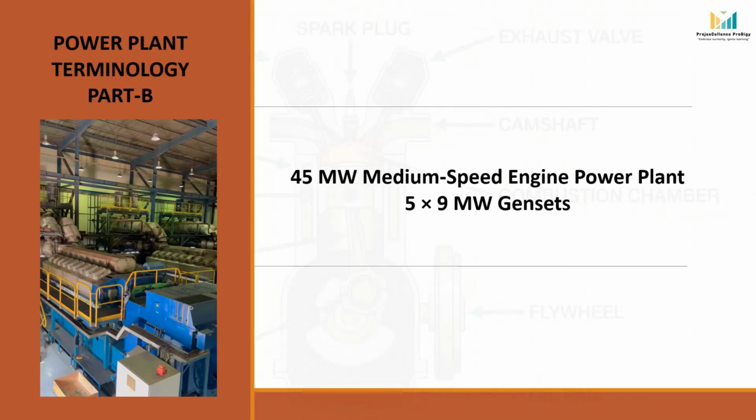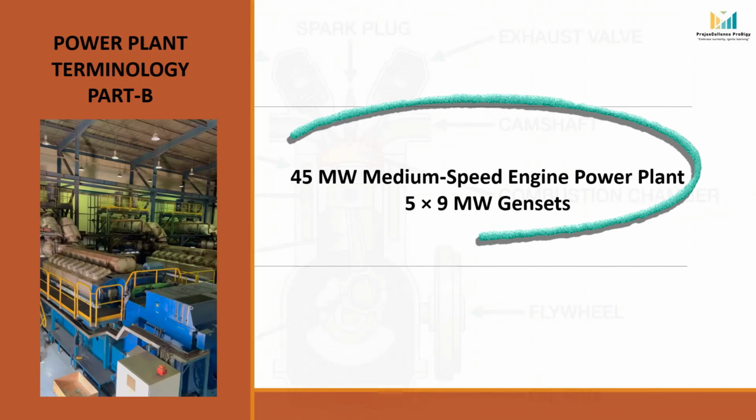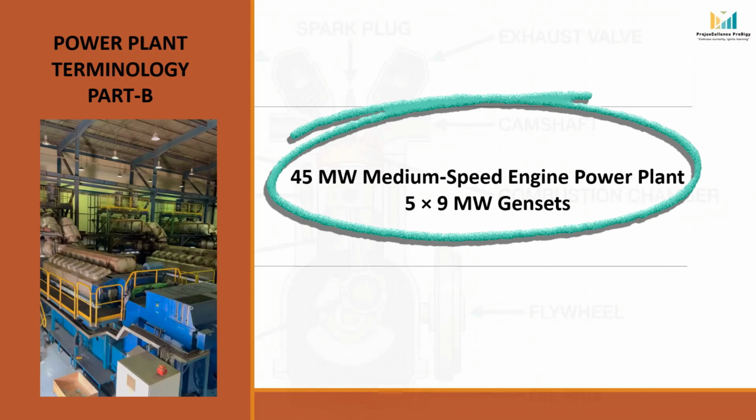And just like part A, we will keep things simple and practical by continuing with the same example, a 45 megawatt large medium speed engine power plant. So let's get started.